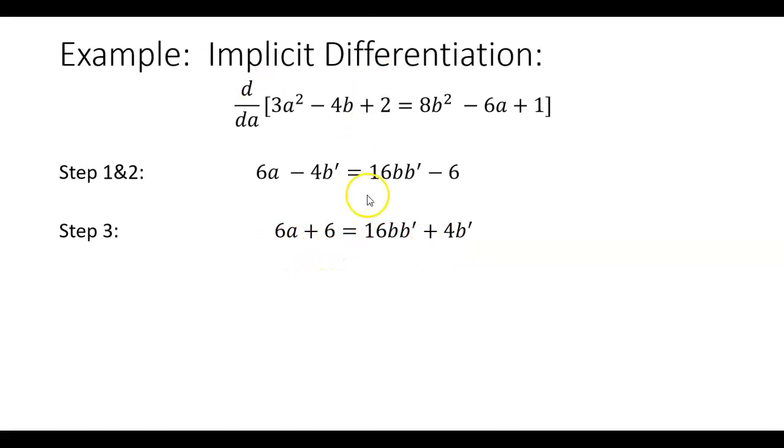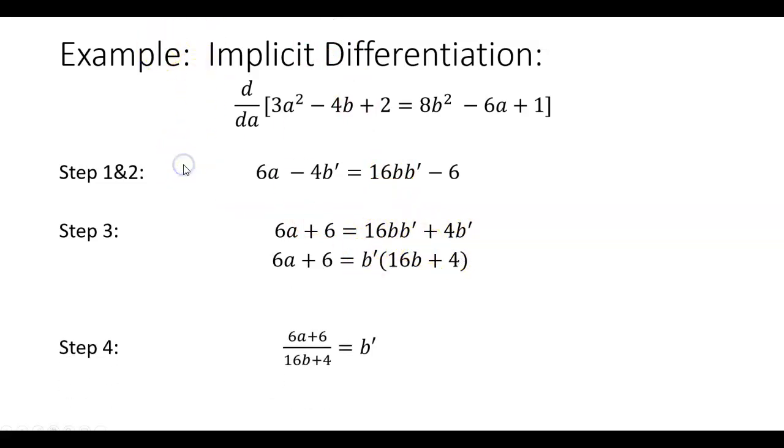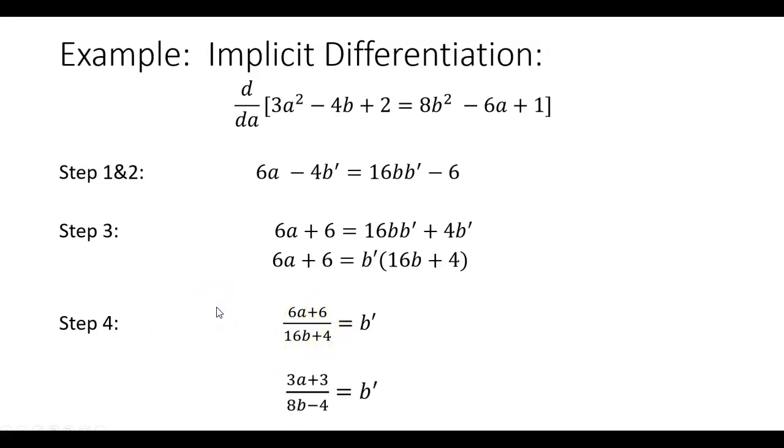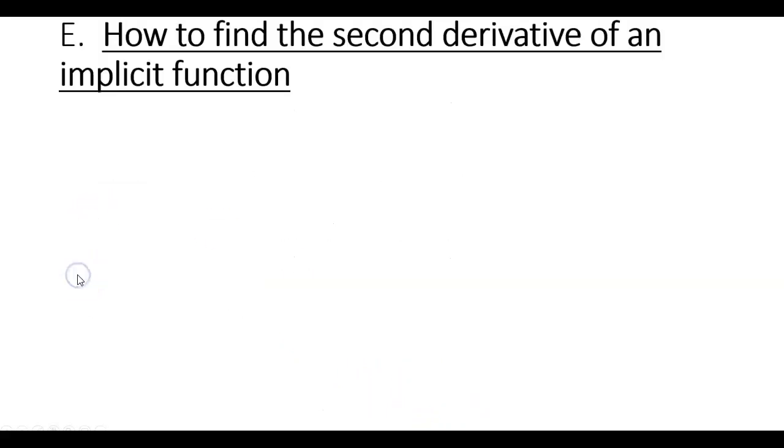Okay? After that, you have to factor out the b prime. So notice how both these terms here have a b prime, so you factor it out. After that, you're able to get b prime by itself by just division, and you may have to simplify. So in this case, all of these can be divided by 2, so I would reduce it. And there's your final answer of getting b prime. Okay, so there's how you do it.